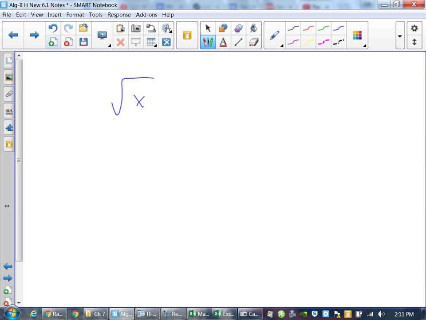Now, when I said the square root of x, I'm just leaving it as this 2 real quick. This is called an nth root, and a square root is the exact same thing as an exponent. It's the same thing as writing x to the 1/2 power. Okay?